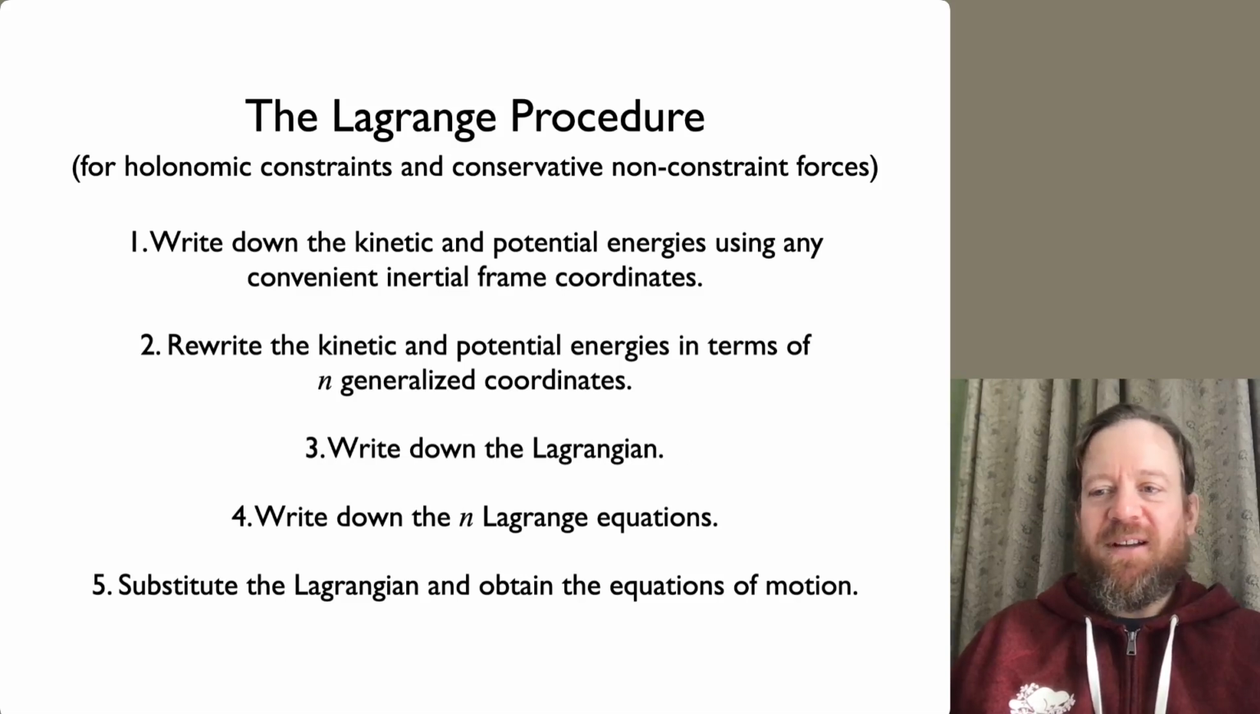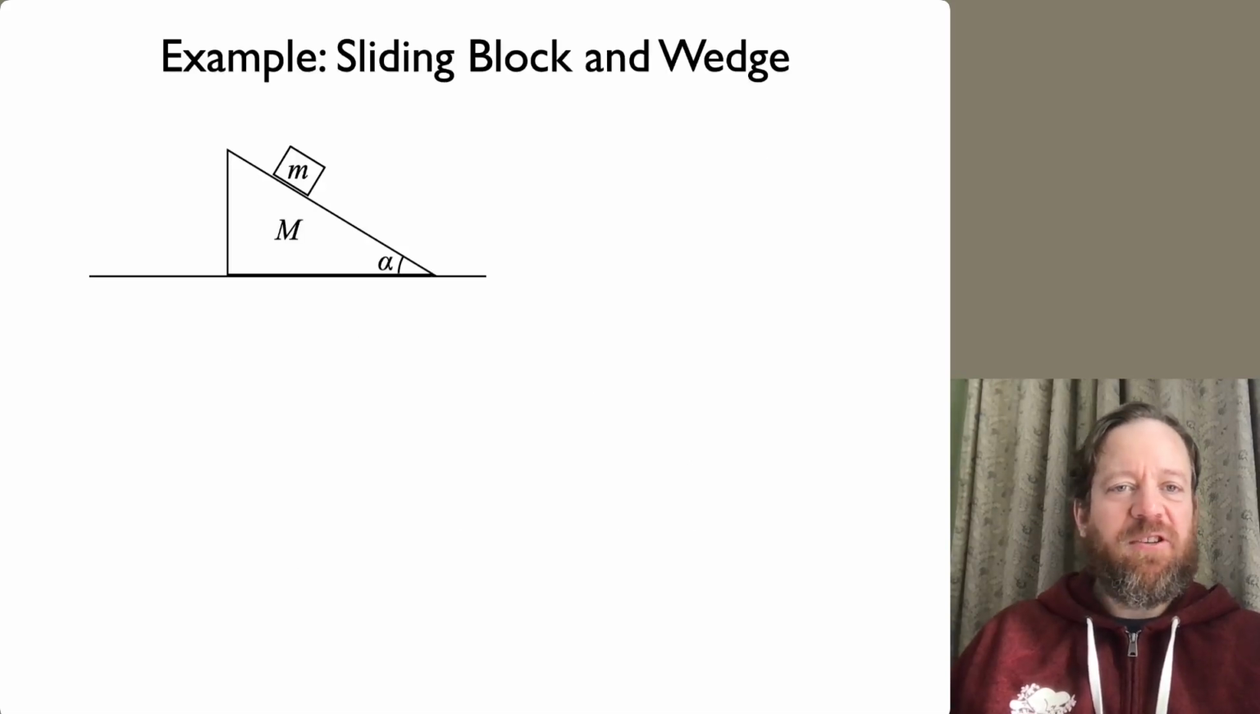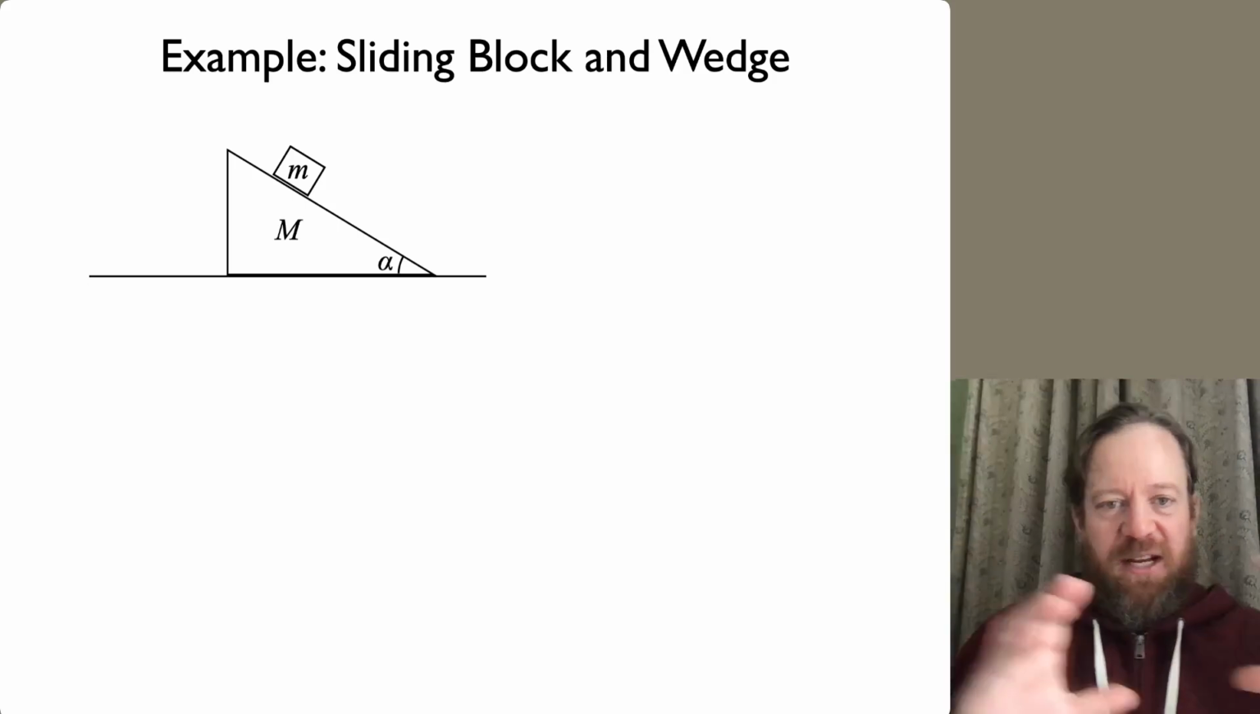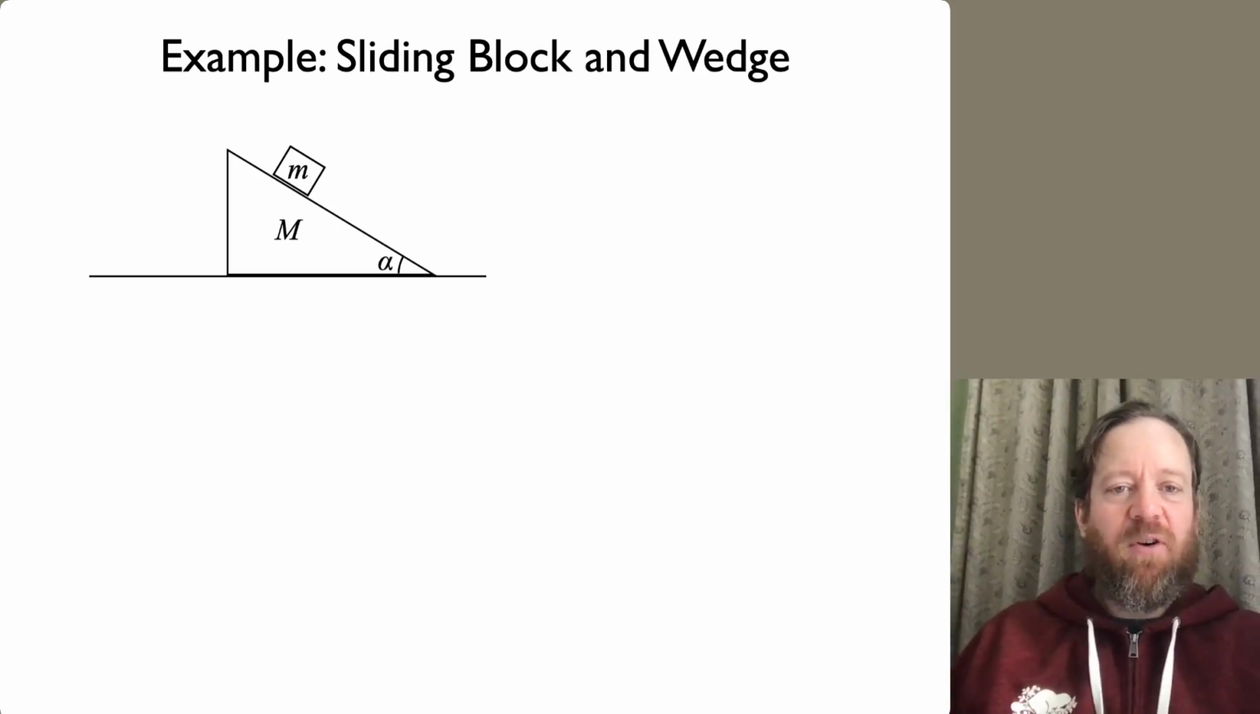Okay, so next problem. We're going to look at a sliding block going down a wedge again, but this time with a little bit of a wrinkle. We're going to allow the wedge below it to actually move as well. So both the block can move down the wedge, but the wedge can now move in the horizontal in response to the mass descending down it.